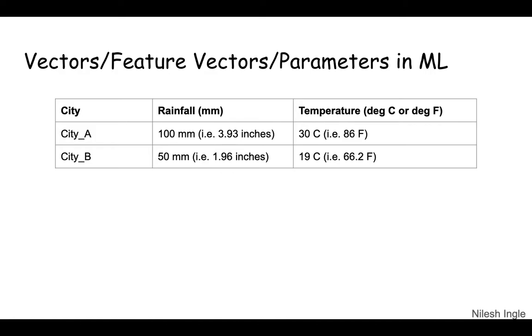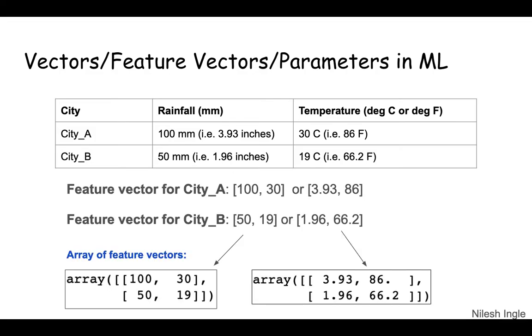Now, in a data set such as this one, there will be multiple cities, and each of the cities is described by a specific number for rainfall and a specific number for temperature. So, how would we group these cities together based on these two given parameters? And that's where feature vectors come in.